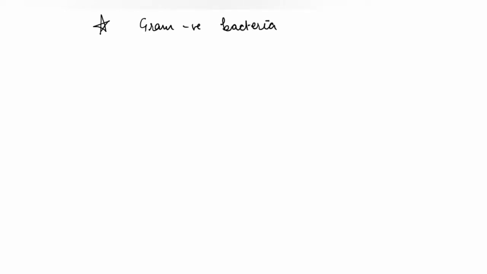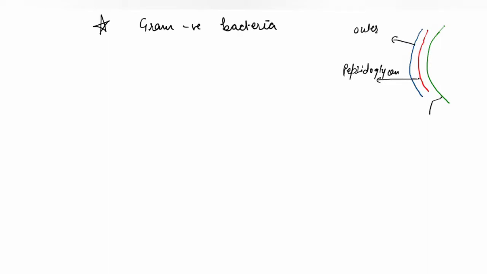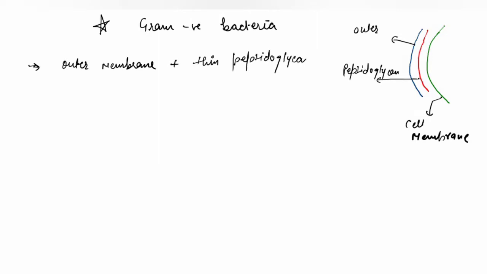Now the gram-negative bacteria. It contains a thin layer. This, the red one, is the thin layer of peptidoglycan. The blue one is the outer membrane outside the peptidoglycan layer, which contains porins, and the green one over here is the cell membrane. The outer membrane plus the thin peptidoglycan layer.